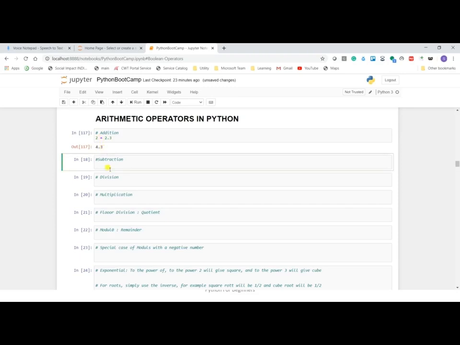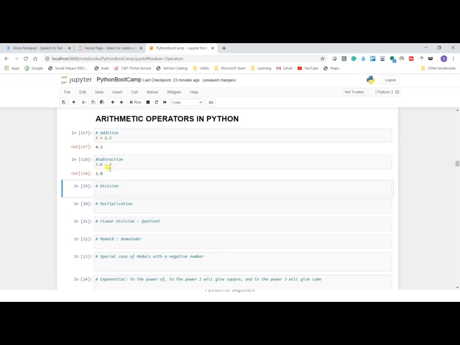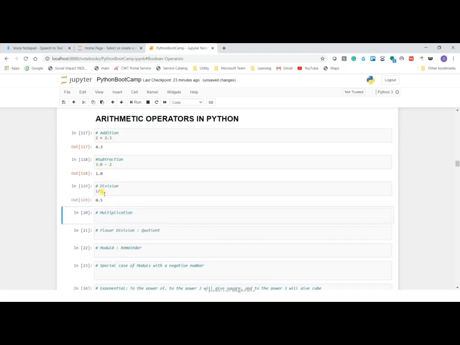Similar thing is applicable for subtraction. So if you give 3.0 minus 2, the value would be 1.0. That means it has converted between float and the integer. It has converted the final answer to be the float. Similarly, you can just write yourself division or multiplication.